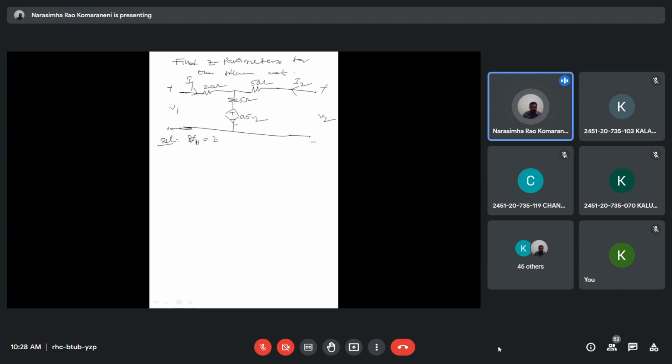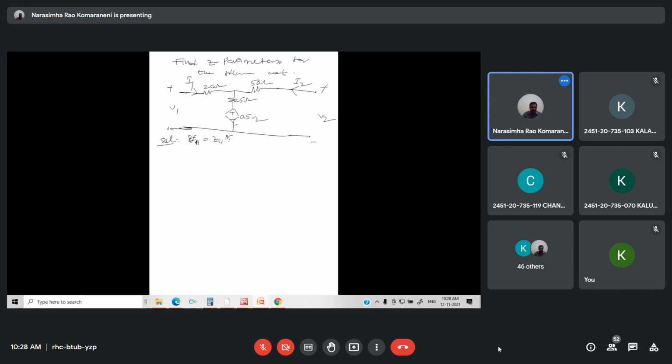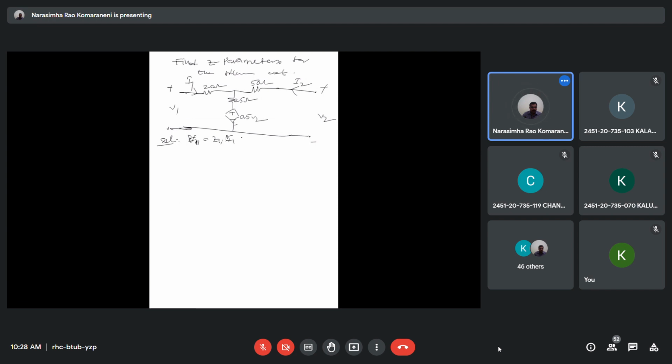That is V1 equal to Z11 I1 plus Z12 I2, V2 equal to Z21 I1 plus Z22 I2. Right? Now KVL at the input side. Yeah. Can anybody read out the equation? Fast now.